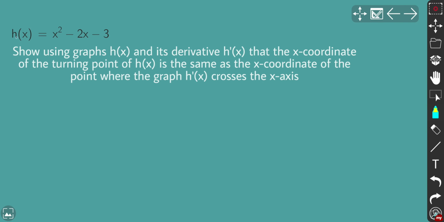Here is a quadratic function, and you need to show, using graphs of h(x) and its derivative h prime, that the x-coordinate of the turning point is the same as the x-coordinate of the point where the graph of h prime crosses the x-axis. Okay, so in other words, you need to show it graphically. So I'll just remind you how to sketch the graph. If you use a GDC, that's not a problem. So first I'll show you how to do it without a calculator, if you need to sketch without one.